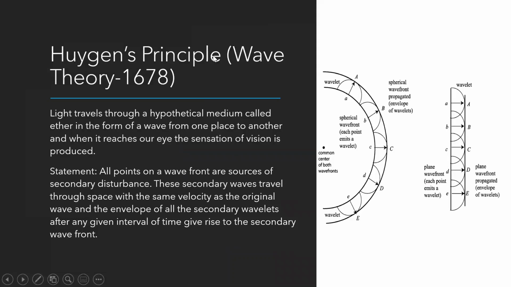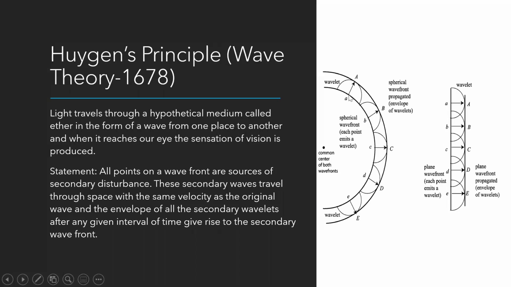So Huygens principle or wave theory, which he put forward in 1678, tells that all points on a wavefront are the sources of secondary disturbance. See, here, this is a wavefront. Suppose this dot is a source of light. Then this circle represents a wavefront.